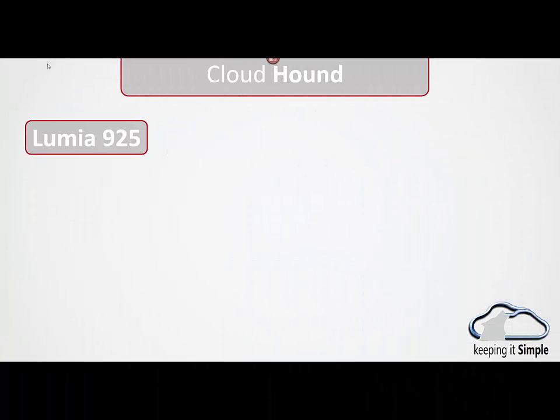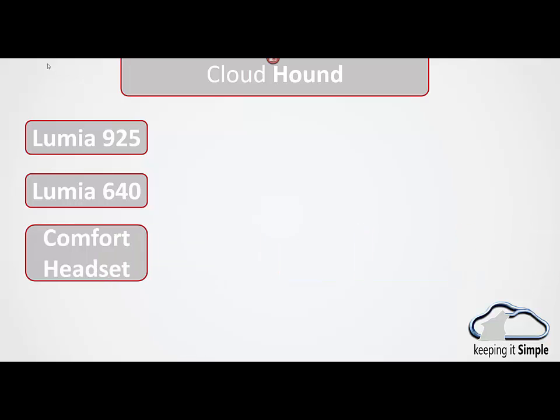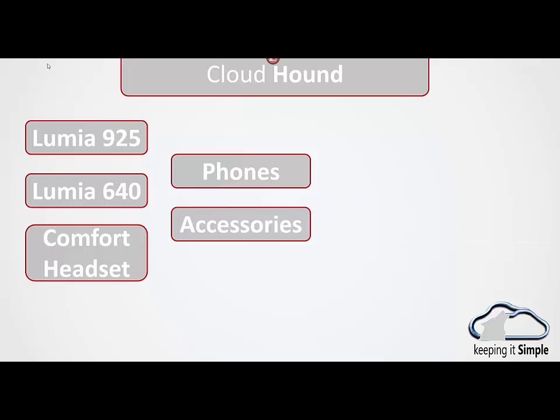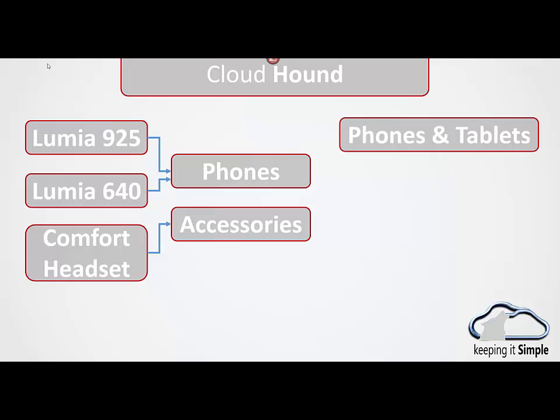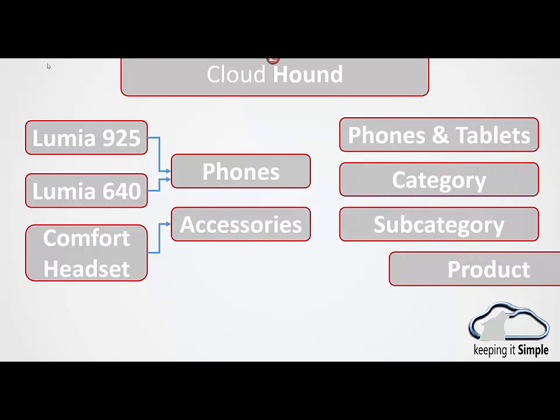I have a product, a Lumia 925 and a Lumia 640, plus a comfort headset. All are listed in a category, but listed in subcategories. The Lumias are listed in one and the headset in another. All of these are listed in the phones and tablets categories.